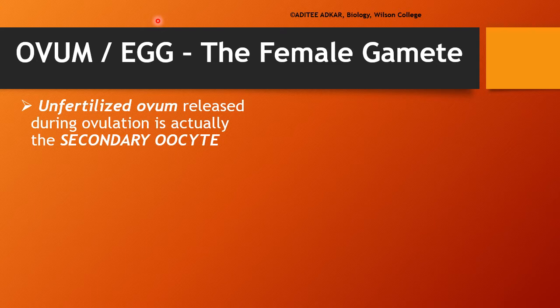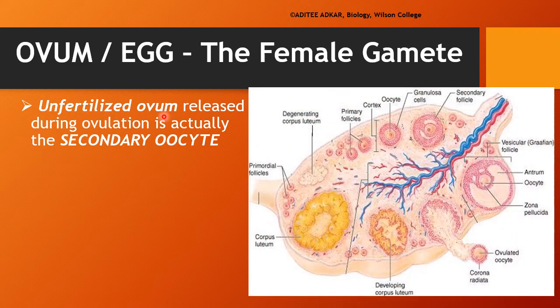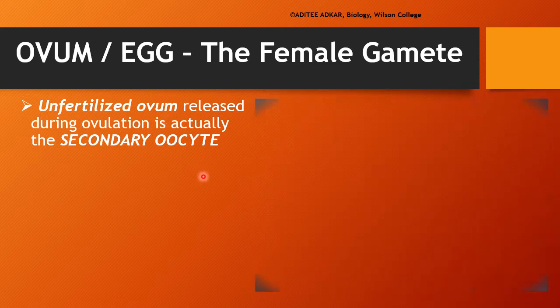When we are talking about the human female gamete, we are actually referring to the unfertilized ovum. This unfertilized ovum is actually the secondary oocyte released during ovulation. As we have studied in the menstrual cycle, during ovulation, the mature Graafian follicle ruptures and releases the secondary oocyte. This secondary oocyte is the unfertilized ovum.